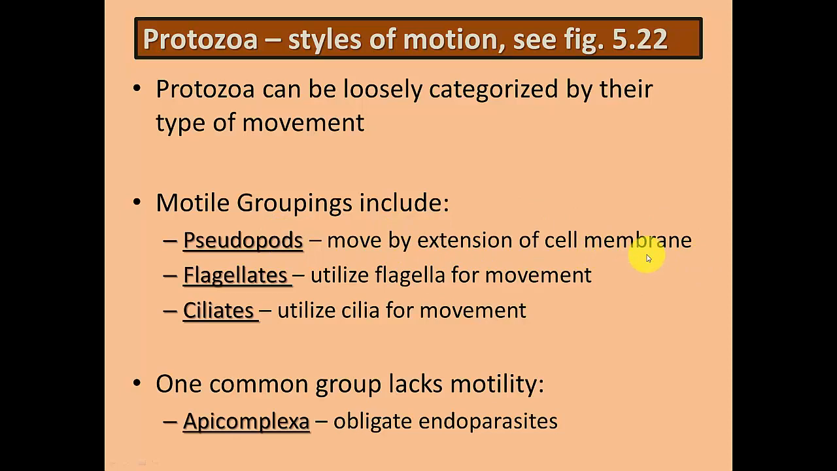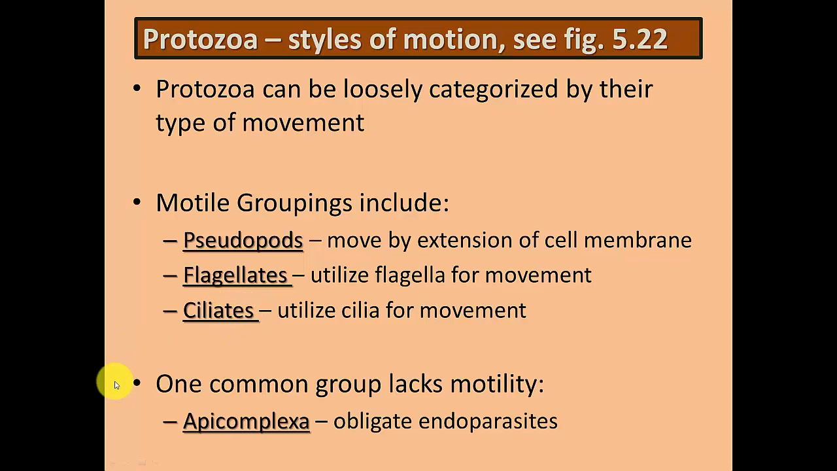This is what we talked about in Chapter 5, Part 1, where I showed a video of the microfilaments, or the actin filaments, pushing a cell, and I talked about cell crawling. This is how the pseudopods move, through cell crawling. Flagellates use a flagella. We talked about a flagella. And ciliates use a cilia. We talked about those as well.